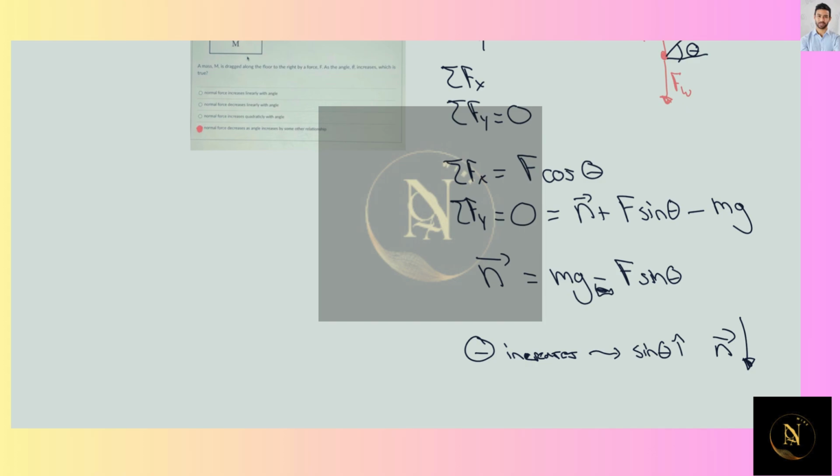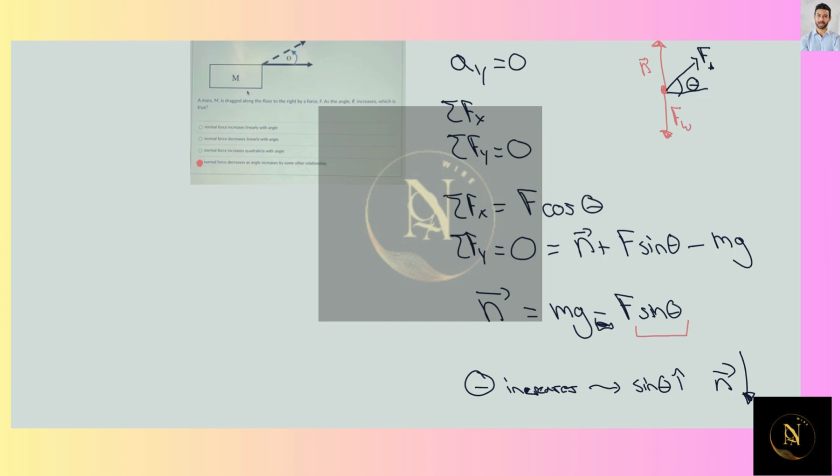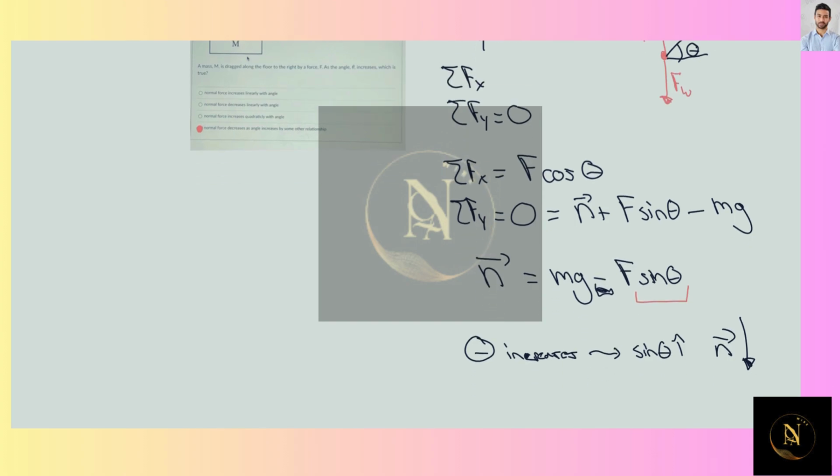The relationship that we're going to have depends on the sine of the angle theta. This is not a linear relationship, and it is also not a quadratic relationship.